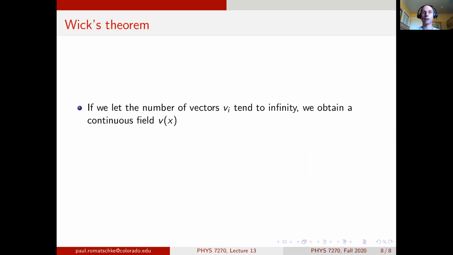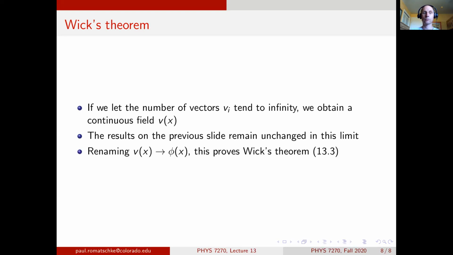Finally, if we let the number of vectors vi tend to infinity, we get a continuous field, v of x. The results that we discussed in the previous slides remain completely unchanged because they don't depend on the number of vector fields. And just renaming v of x to phi of x, this proves Wick's theorem 13.3. That concludes the present lecture.